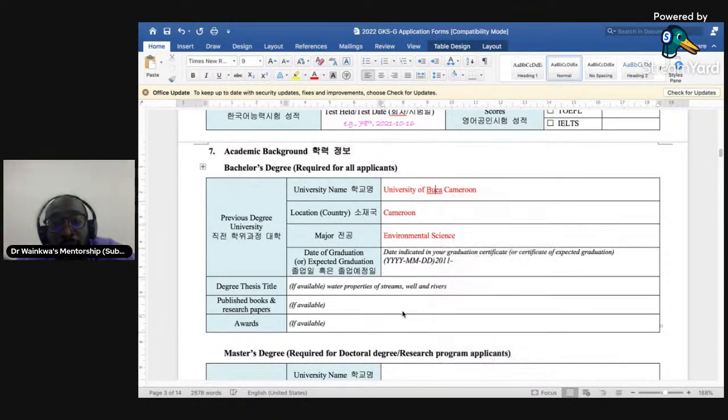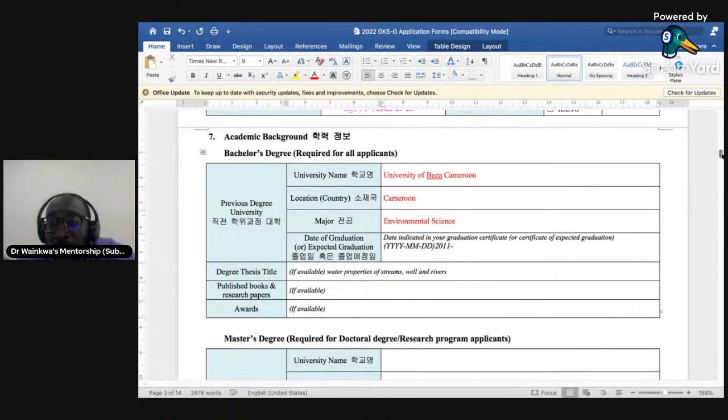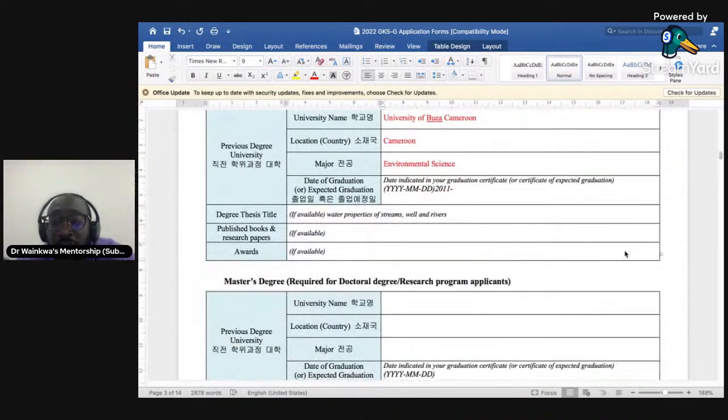For the award, I got the Cameroon Presidential Student Award, which each year the president of Cameroon gives as scholarships to students who earn a very good GPA, students who perform well in school. So that was what I earned at that time. So yes, that was my bachelor.